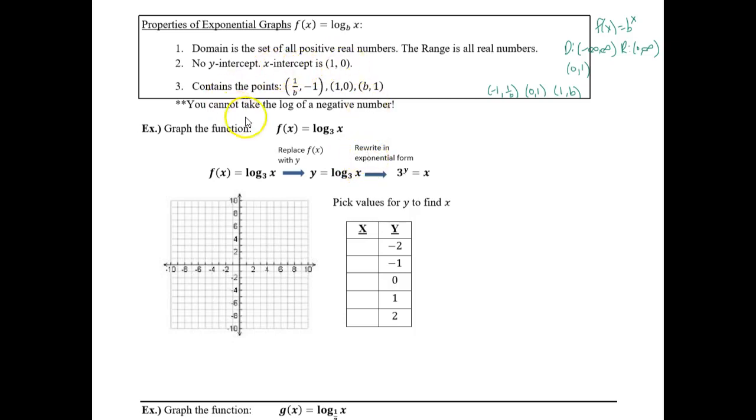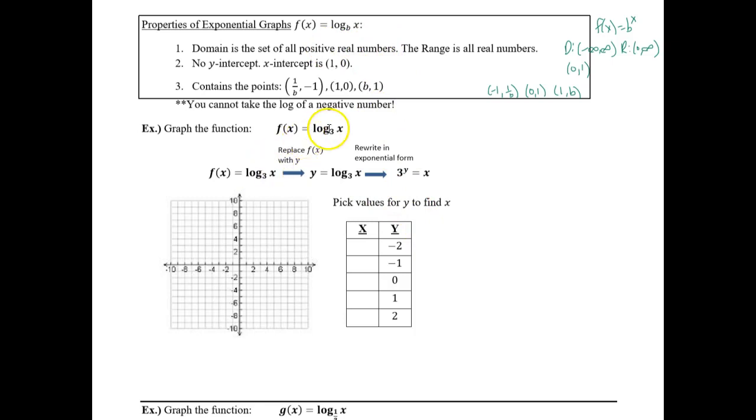And another important thing about a log is, because the domain is the set of all positive real numbers, we cannot take the log of a negative number. It won't work. If you try to type it into your calculator, it'll say error. You can't do it. You can only take the log of positive real numbers.